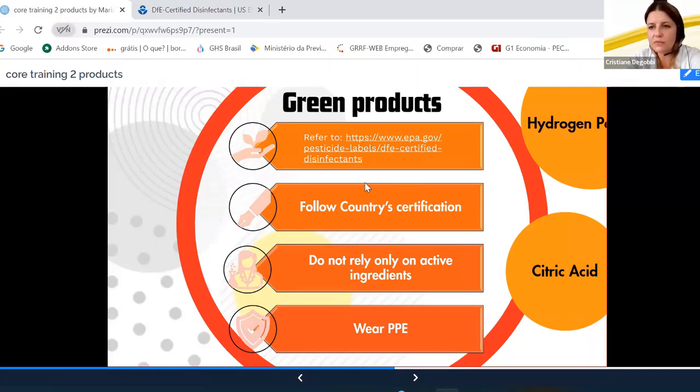Of course, first of all, we need to apply the least amount of chemicals that we can, and also go green as much as we can, okay? Do not rely only on the active ingredients that you're going to find either here in this training or at the EPA's website, okay? Because as I said, sometimes the manufacturer is going to add some inert ingredient that is not green in that product, so it's not going to be certified for that.